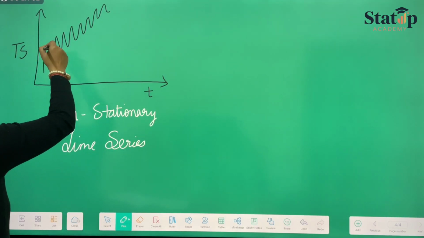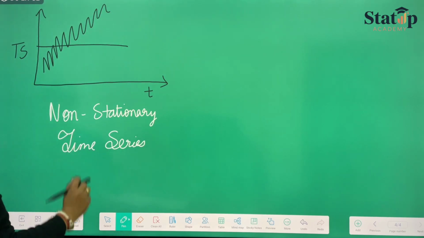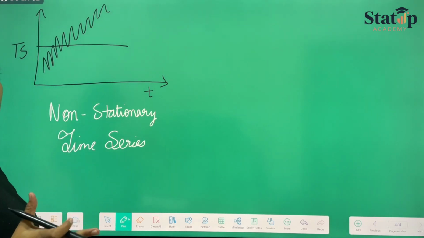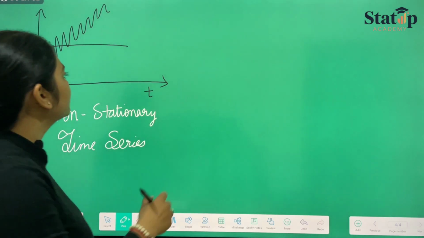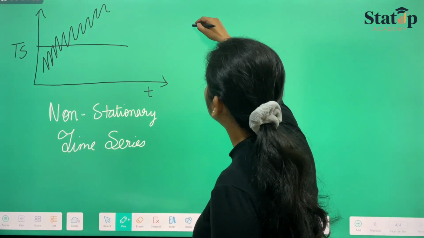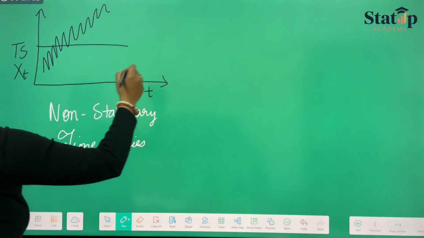Because it does not have the same mean, it may have the same variance but it does not have the same mean. So one of the properties is violated. So for this, suppose this time series is xt.